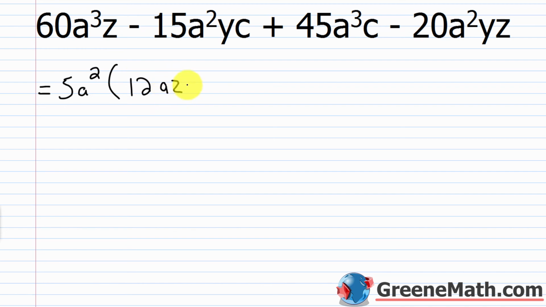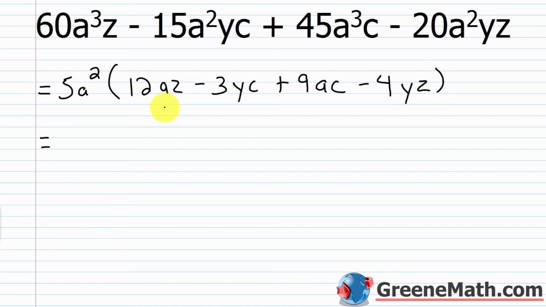So az minus 15 divided by 5 is 3. A squared over a squared is 1, so this should be yc. Plus 45 divided by 5 is 9. A cubed over a squared is a. And then times c. And then minus 20 over 5 is 4. A squared over a squared is 1. And then yz. Okay, so now I just go through and factor by grouping just as I normally would.